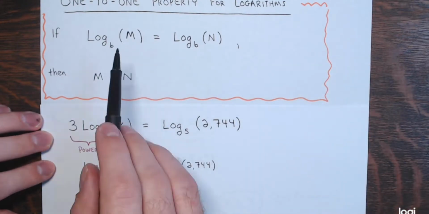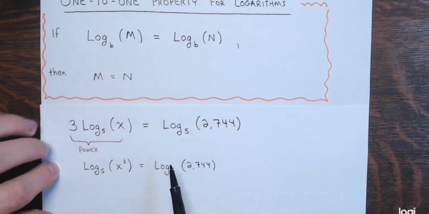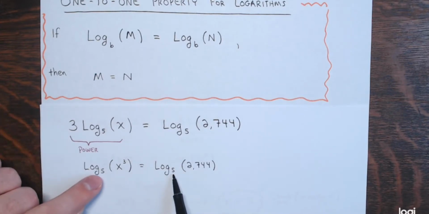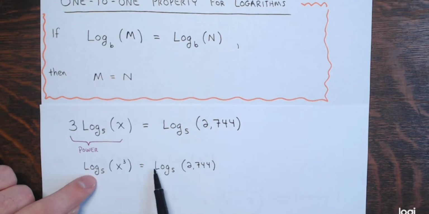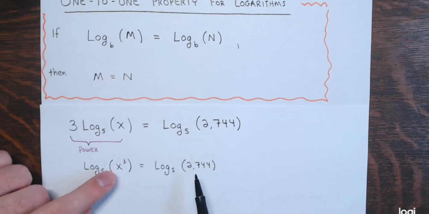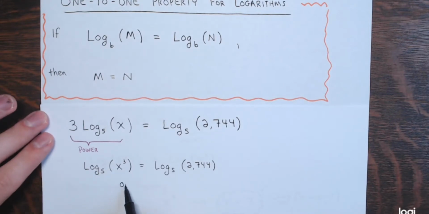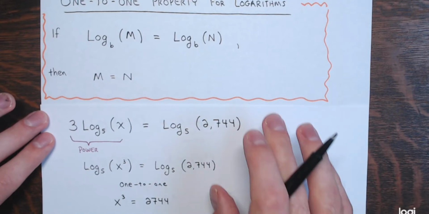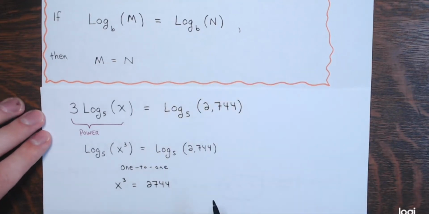Now I can apply the one-to-one property. Both sides are a single log with the same base. The only way two logarithms with the same base are going to be equal is if their arguments are equal. So by the one-to-one property, x cubed, the argument on the left, must be equal to 2,744. So we have to figure out, what to the third power would give me 2,744.